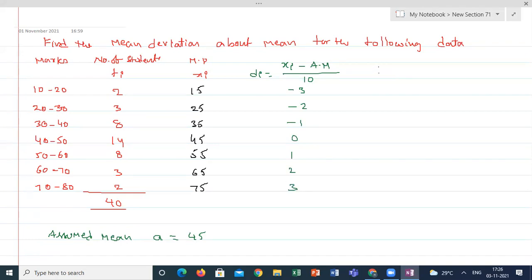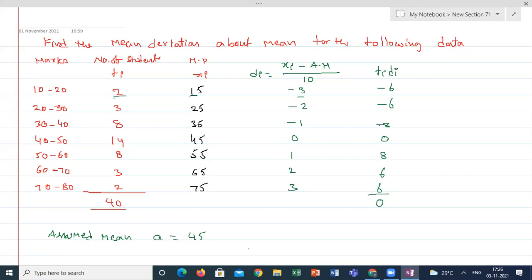Now I am calculating the Fi di values. Instead of multiplying 15 into 2, I am just multiplying minus 3 into 2. So this will be minus 6, minus 6, minus 8, 0, and 8, 6, 6. So what are you getting here? If I add all these, I'm getting 0.